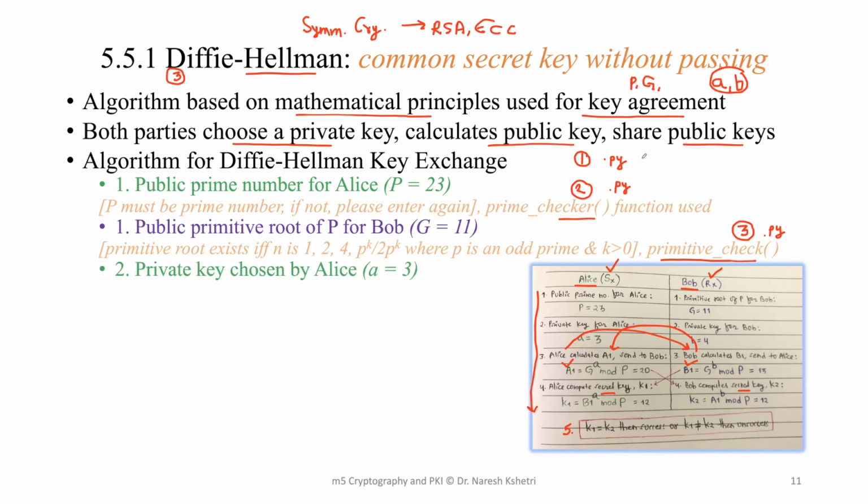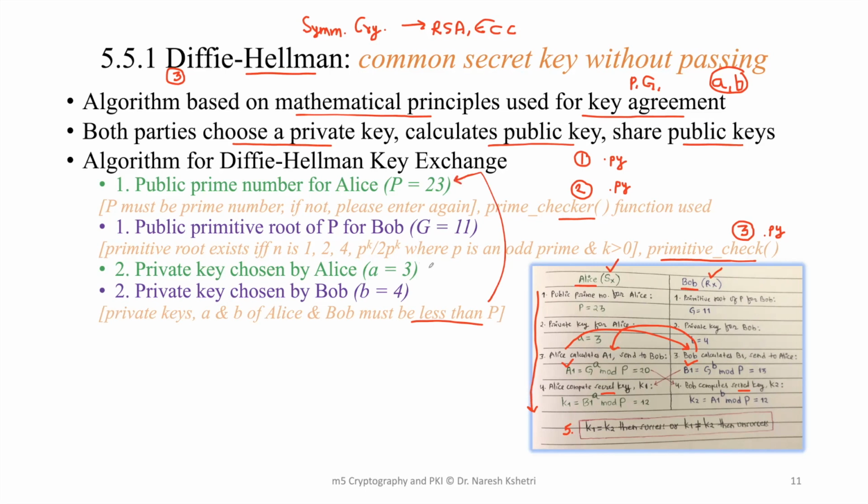Then comes the private key. The private key is now chosen by Alice. She chose the private key as 3, and Bob chose the private key as 4. You can already see step 2. But there is another condition: the private keys chosen by Bob and Alice must be less than P, in the sense that they must be less than 23. That's why we have chosen 3 and 4, which are obviously less than 23. Otherwise an error will be generated in the program.